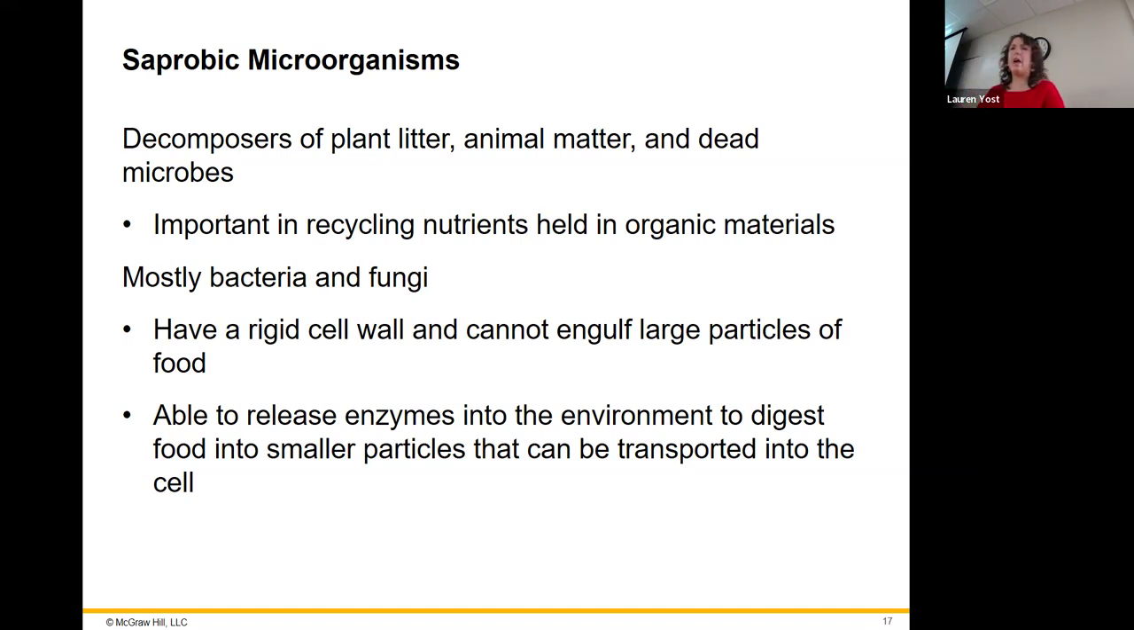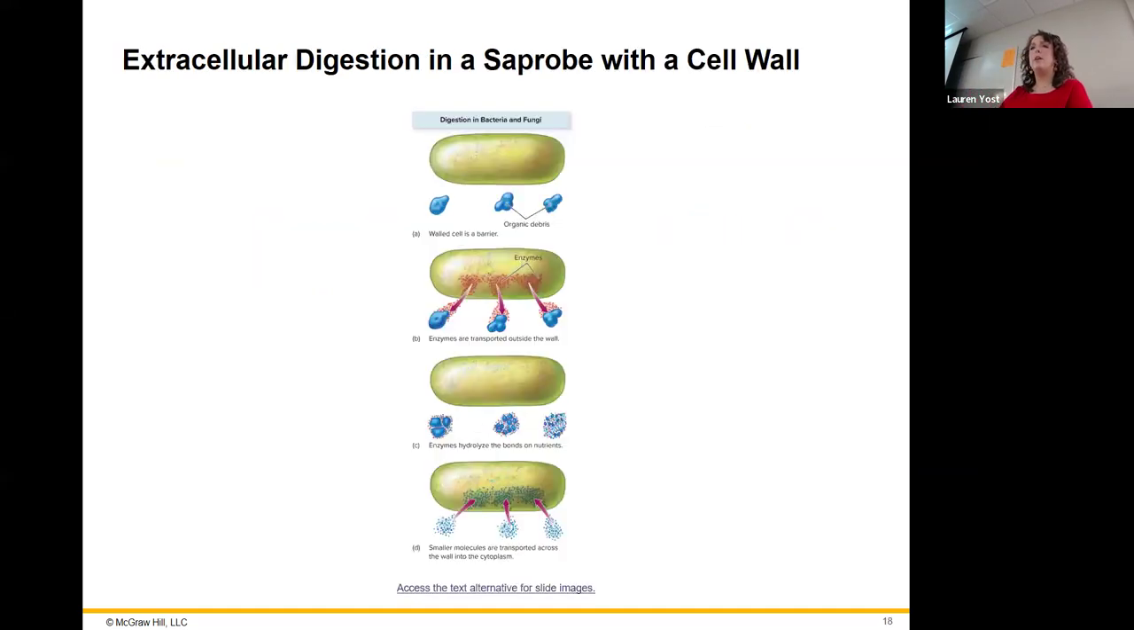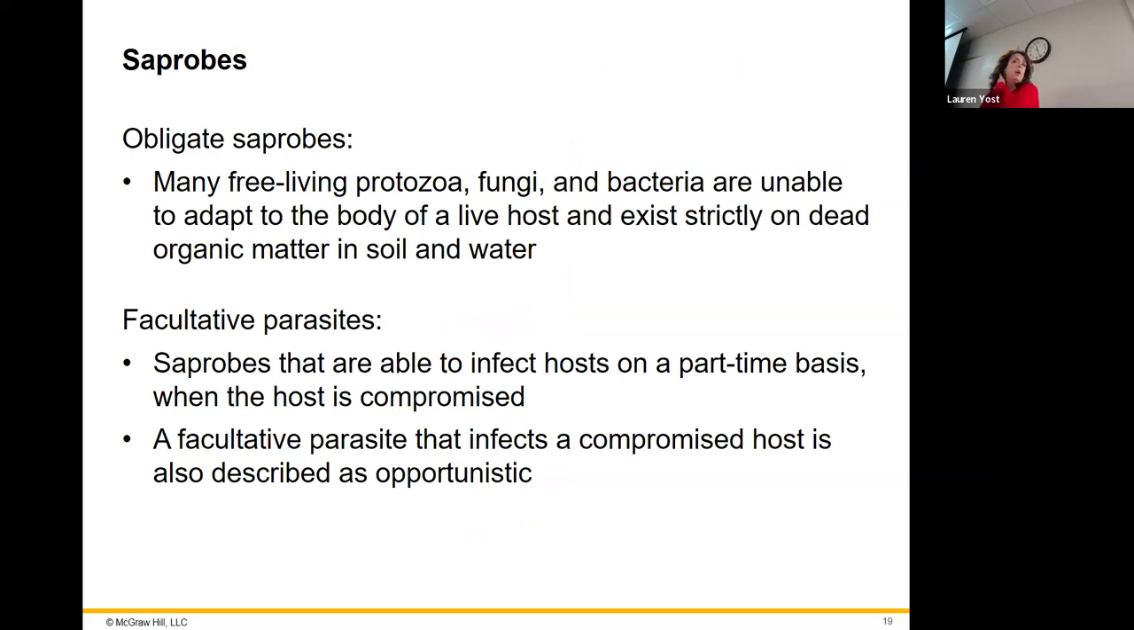But they have to have exoenzymes, right? Exo being outside. This is just an example: there's stuff outside, and we put our enzymes out and it broke it down and we took it up. That's all that's happening there.